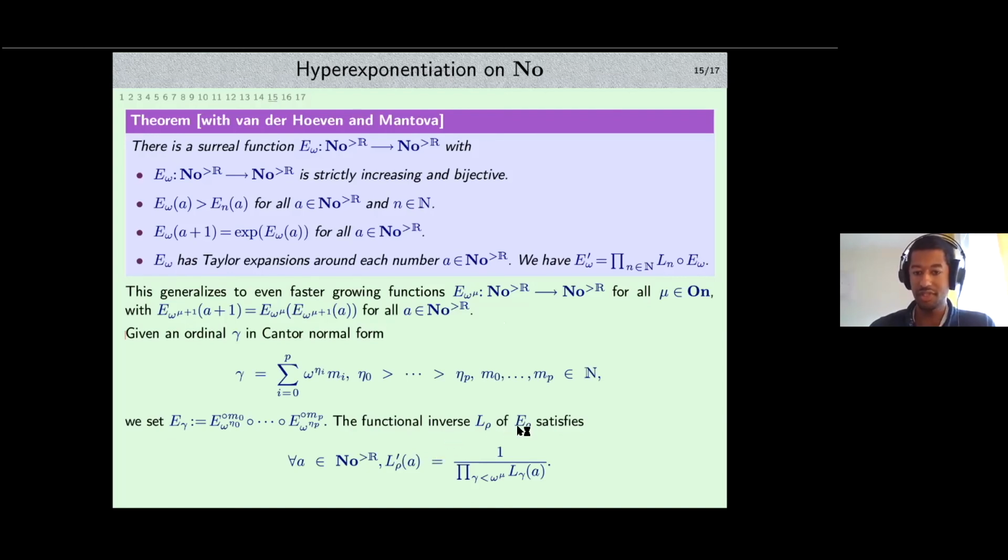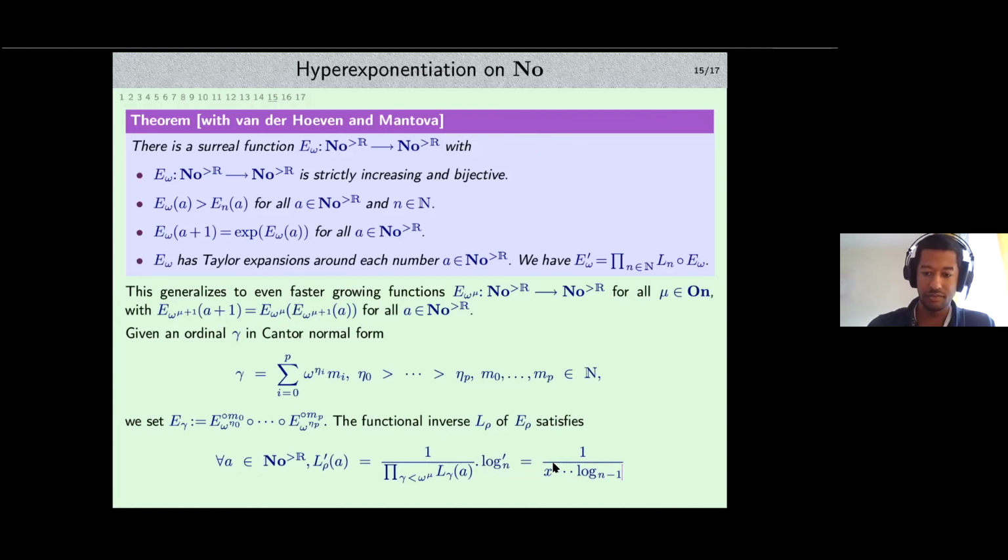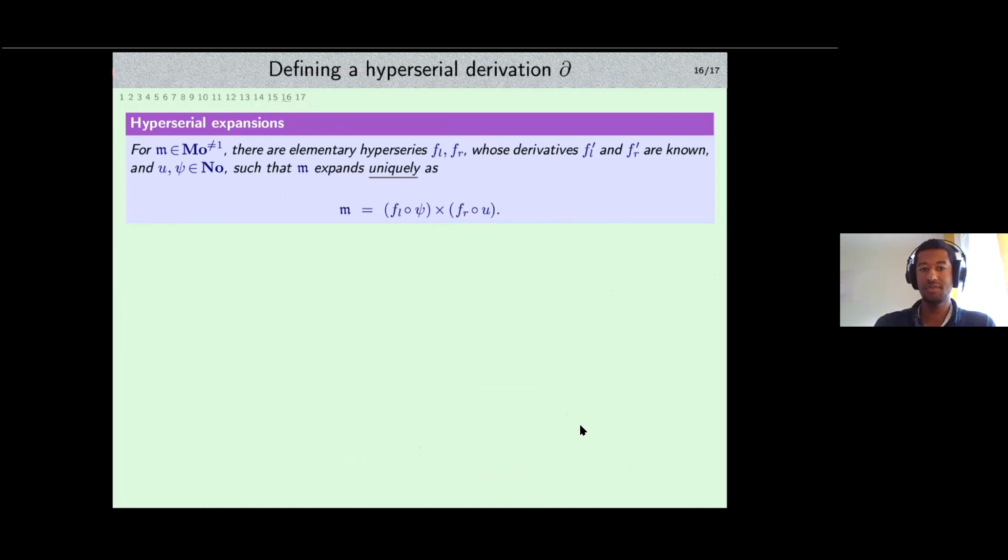If you take the functional inverse of those functions, the derivative is given as a transfinite product of previously defined functions. This is a sort of generalization of the derivative of log, which is just this. So using this, we can write Surreal numbers not as transseries, but as sort of hyperseries, which are series involving those hyperexponentials.